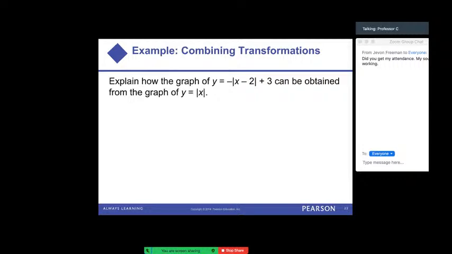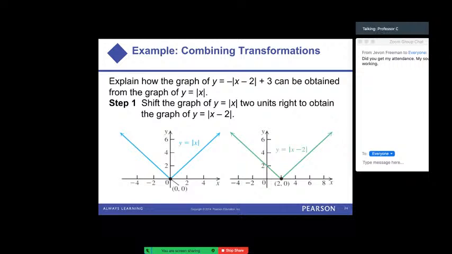Okay, explain how the graph of this can be obtained from the graph of the absolute value of x, right? So the basic function is absolute value. We have 1, 2, 3 transformations at play here. If we start with the absolute value of x, this says go to the right by 2. We multiply the outside by a negative, so flip vertically over the x-axis, and then move it up by 3. So we said right 2, flip top to bottom, and then go up 3, and that'll be our final graph.